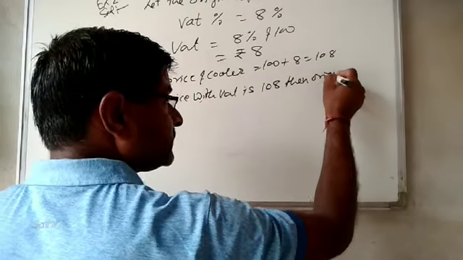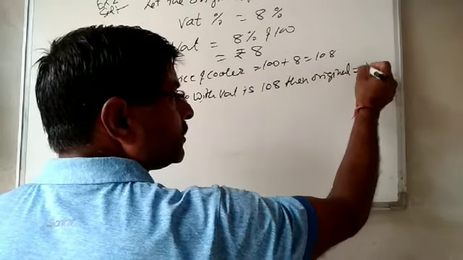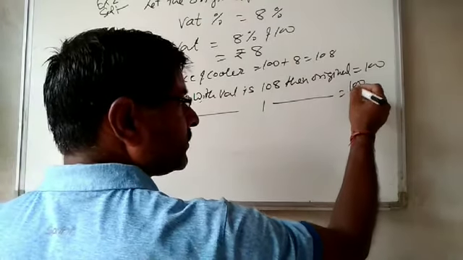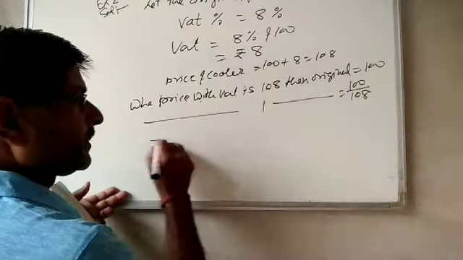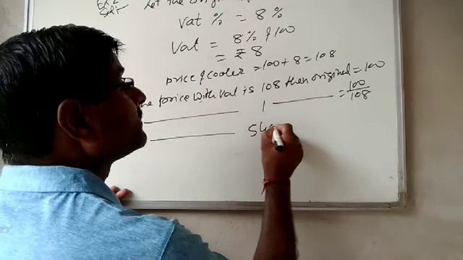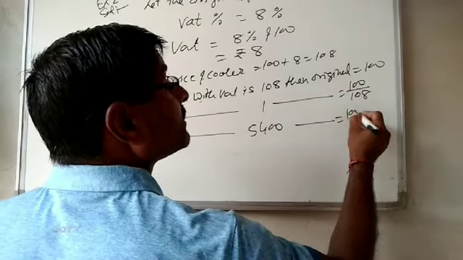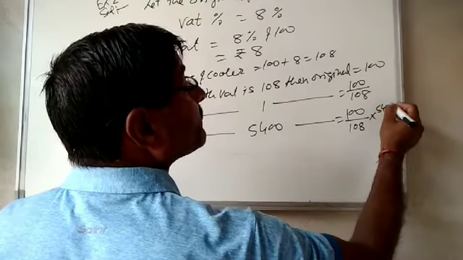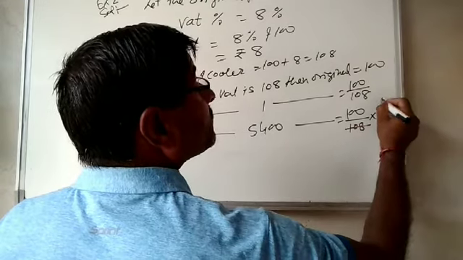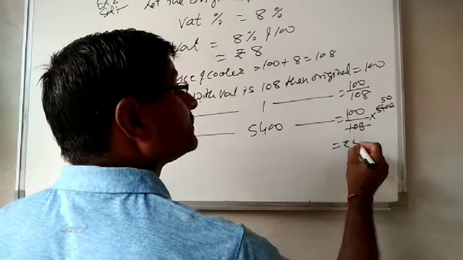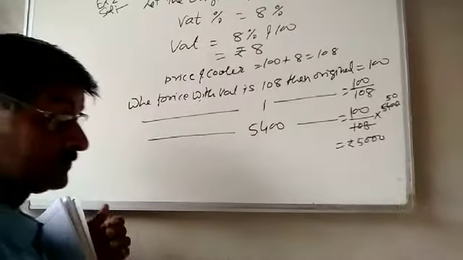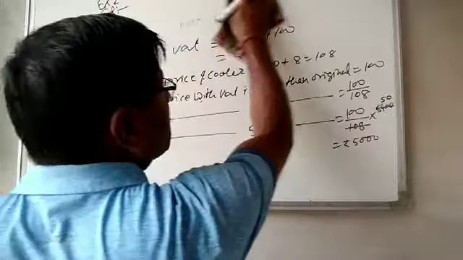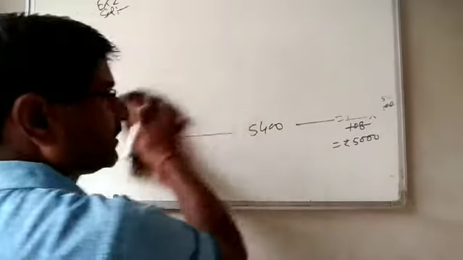original price is 100. Price with VAT is 108, then original price is 100 upon 108. Price with VAT is 5400. Then original price is 100 upon 108 into 5400. 108 times 5 cancels out, equal to ₹5000. We can also do this question by taking the original price as x.